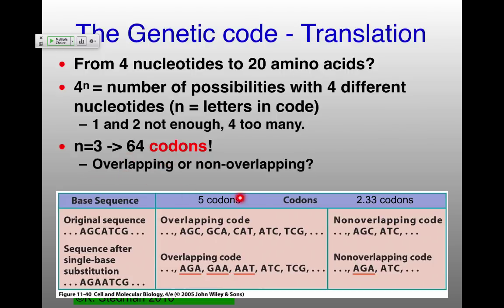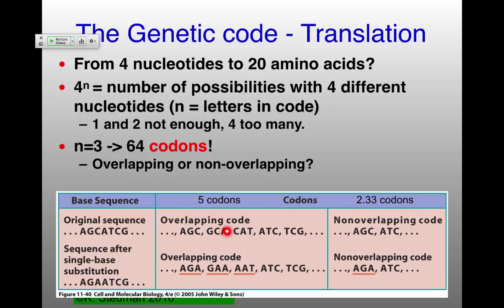The next question, and this took quite a long time for people to work out, is whether the code was an overlapping code or a non-overlapping code. So what do we mean by overlapping versus non-overlapping? If you have an overlapping code, and you have this sequence, this is just your nucleotide sequence, AGCATCG, with an overlapping code you would actually have 5 different 3-letter sequences from this original sequence. If, however, you had a non-overlapping code, you're just going to have 2 and a little bit codons.